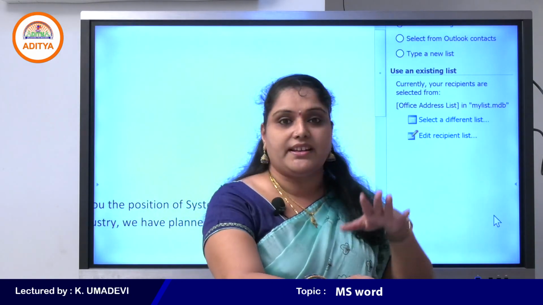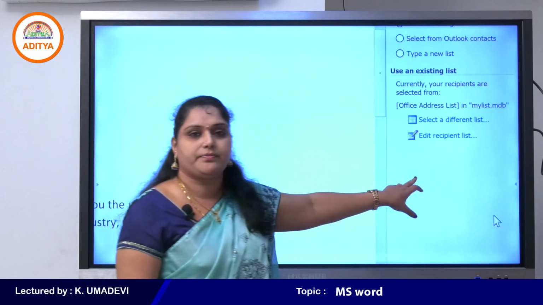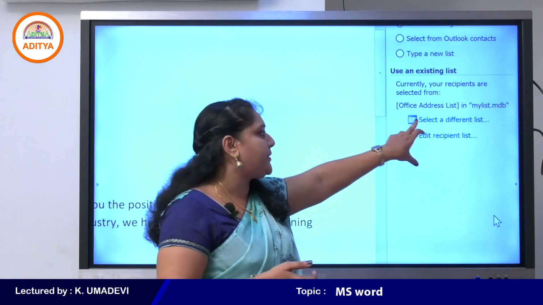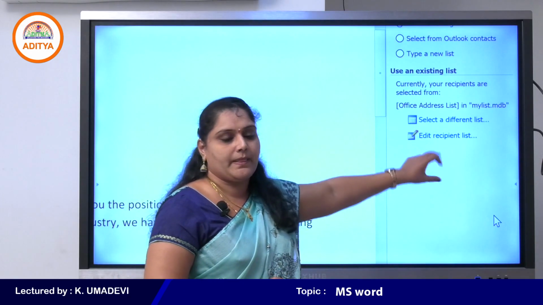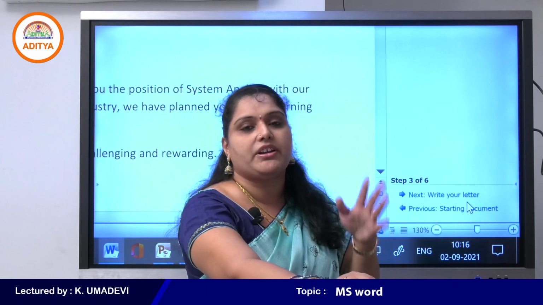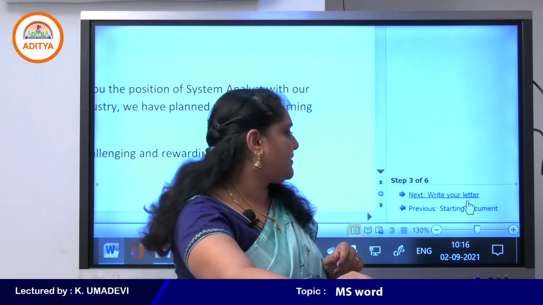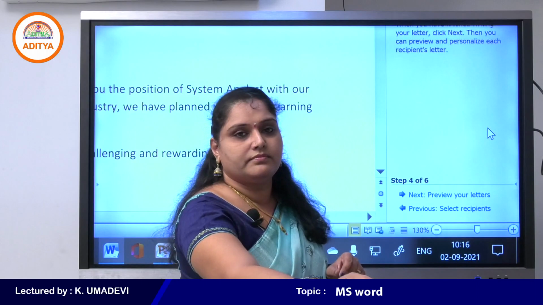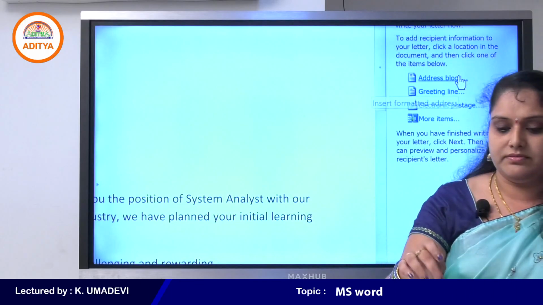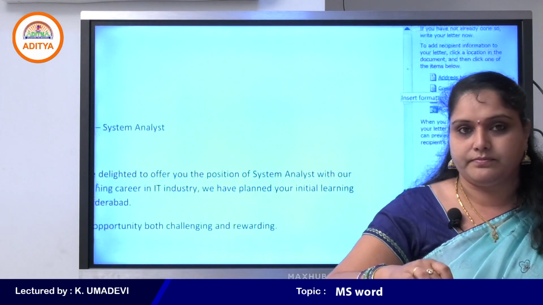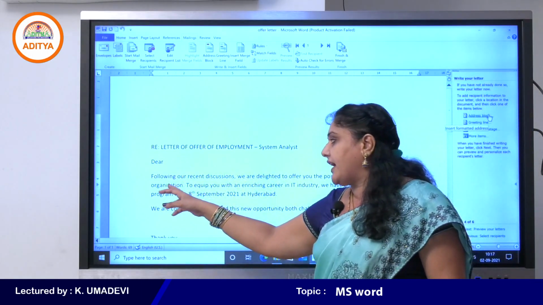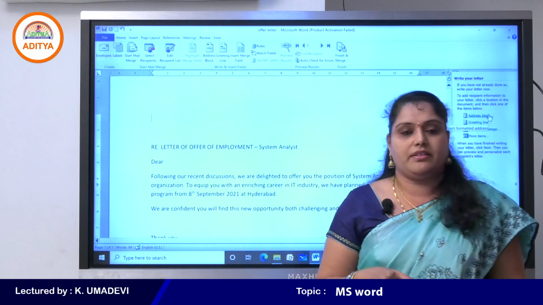If you want to edit the list, simply click on Edit Recipient List, or if you want to select a different list available in your system, simply click on Select a Different List. Or else you can go with the next step, that is Write Your Letter. Simply click on Write Your Letter, then you can start typing. We have already done with the letter. If you want to edit it or start typing, you can prepare your document as you like.